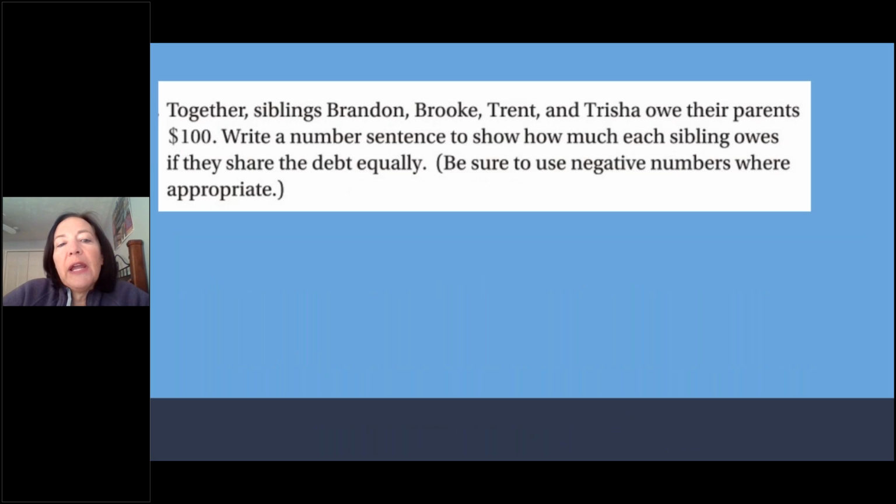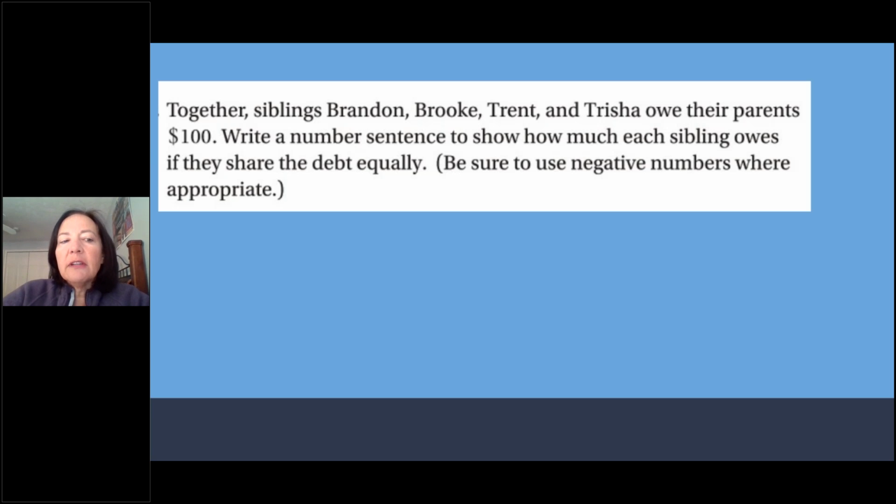Together, siblings Brandon, Brooke, Trent, and Trisha owe their parents $100. We need to write a number sentence to show how much each sibling owes if they share the debt equally. And then it says, be sure to use negative numbers where appropriate. So in this case, our job is to write a number sentence to match this problem, and then we'll also go ahead and solve it.